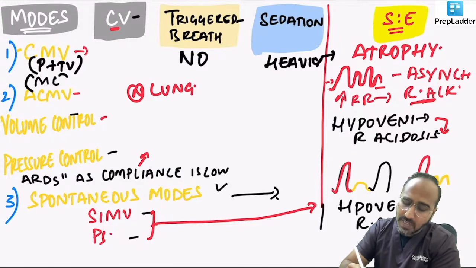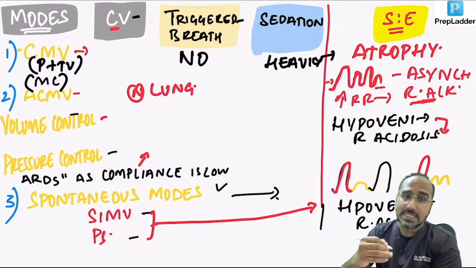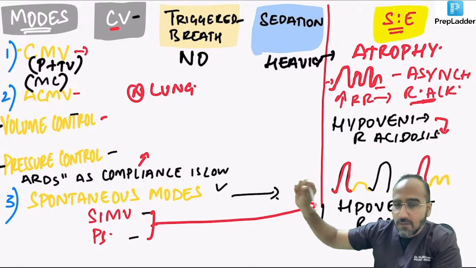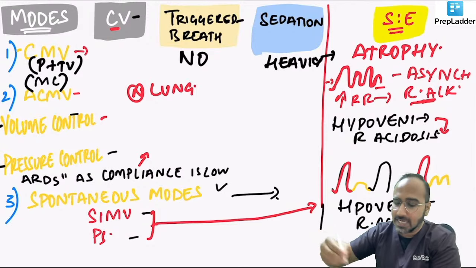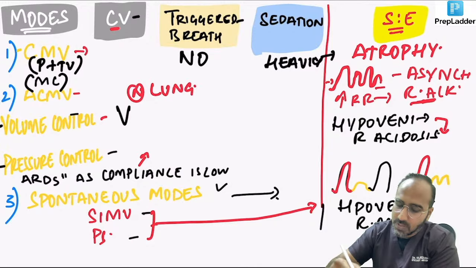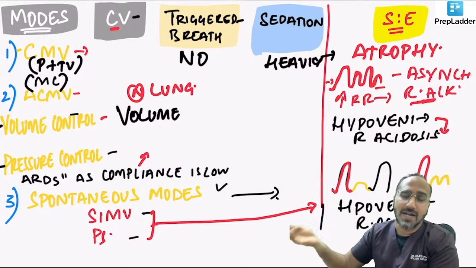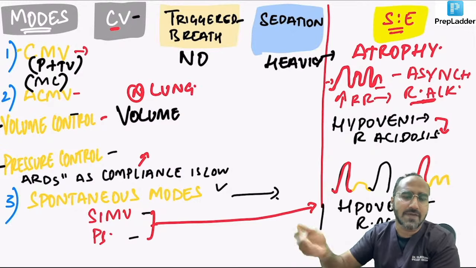ACMV is the most common mode of mechanical ventilator. Again, in ACMV mode, what is the control variable? In ACMV, there are two modes, guys: volume control and pressure control. If I am setting the tidal volume at 400 or 500, then it is called volume control. The control variable in volume control is the tidal volume, which is set by the anesthetist or the doctor. What the ventilator does is just change the pressure and deliver to the patient.